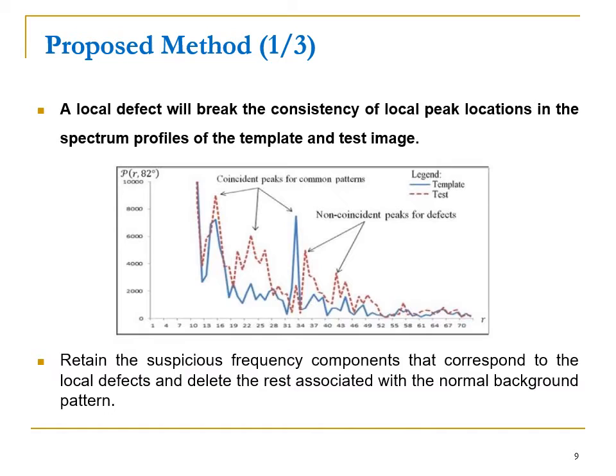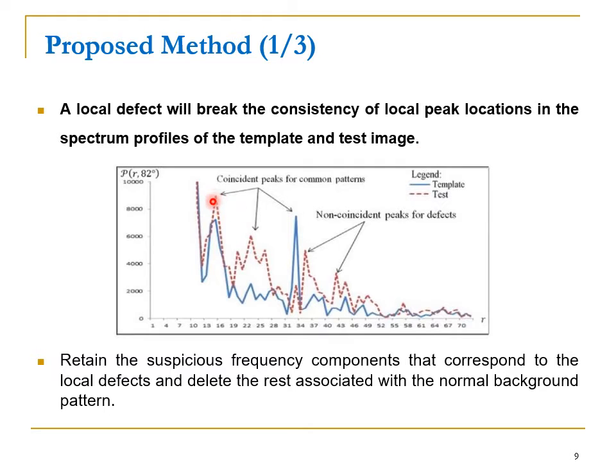Okay, now we see the proposed method. It is based on the principle that a local defect will break the consistency of local peak locations in the spectrum profiles of the template and test image. So previously we had seen the case when there is a perfect match between the power profiles of template and test images. It means that the test image had no defect, but now the perfect match is not there.